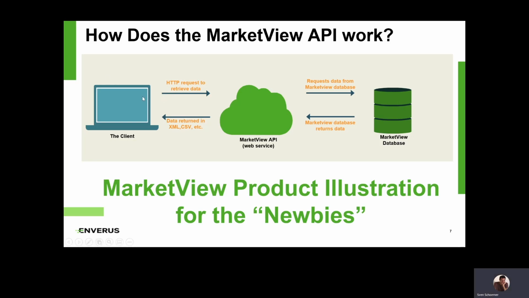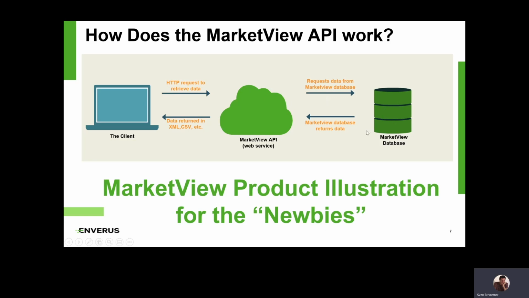The client could be a program that is running the API, like an interface to an ETM system. It triggers an HTTP request and sends it to the web service. The HTTP request defines what data I, the client, want. The web service will then read that request and, internally on our side, request the data from the MarketView database.